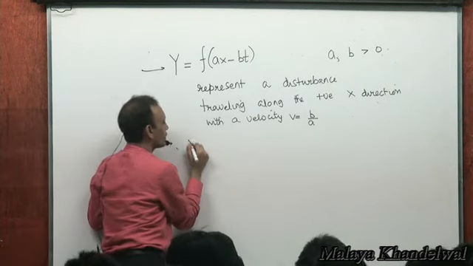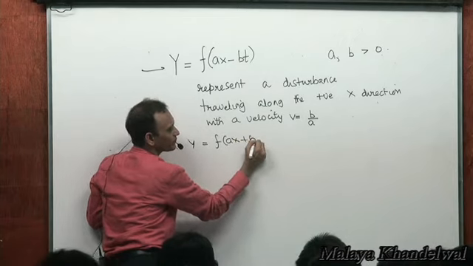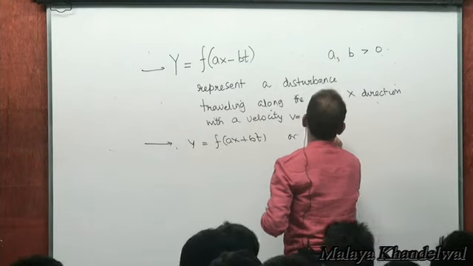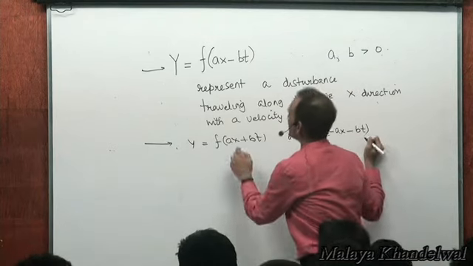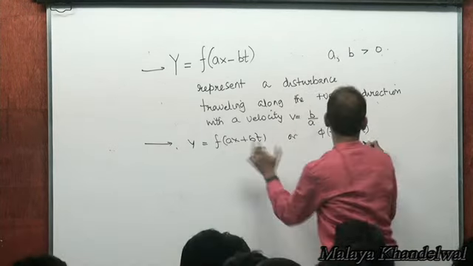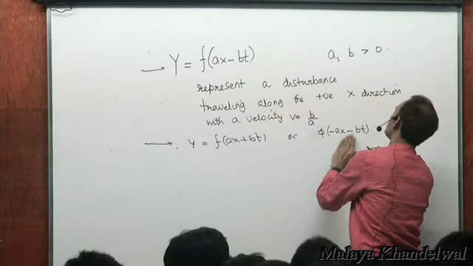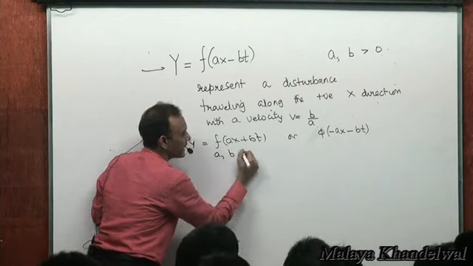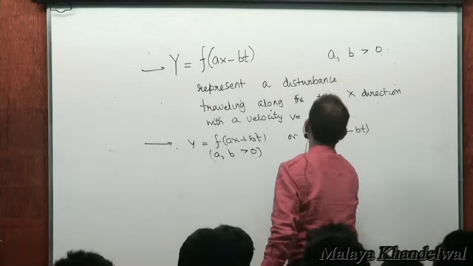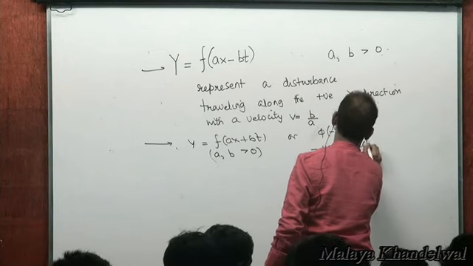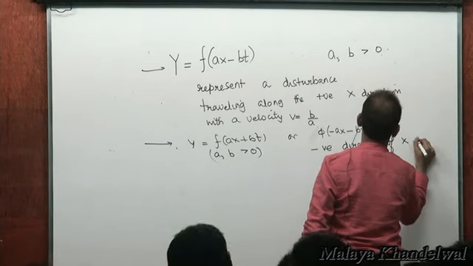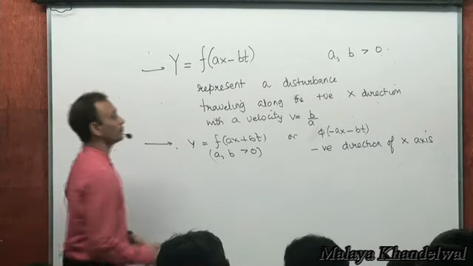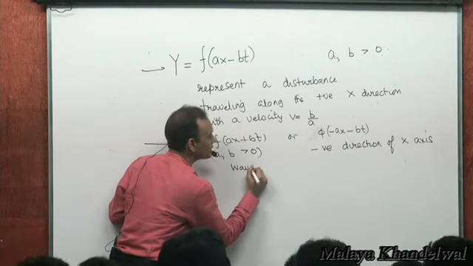In a very general sense, again, y equal to f of ax plus bt, which is the same as saying y is a function of minus ax minus bt, because I can take minus common from this. It's the same thing, right? Then if a and b are positive numbers, it represents a wave traveling in the negative direction of the x-axis. And again, the wave velocity will still be given by b by a.